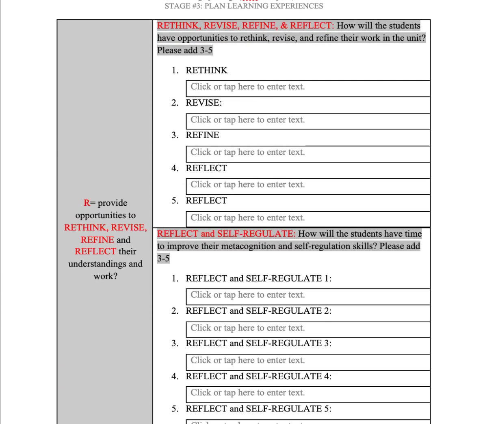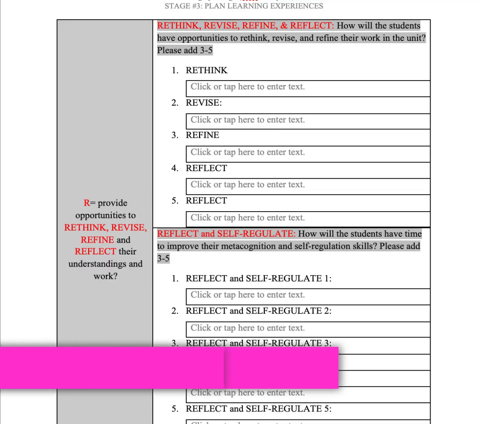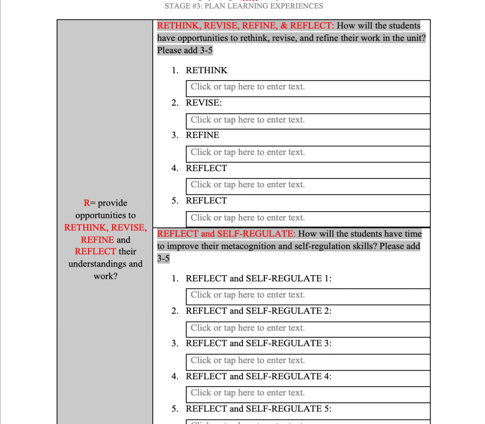In the next part of the template, we move on to the R of the WHERETO acronym. This is where we provide opportunities for students to rethink, revise, refine, and reflect on their understandings. In the top part of this template is where you will list those opportunities for students to rethink, revise, refine, and reflect on their learning. And in the bottom half of the template, you'll focus specifically on the opportunities that students will use in order to improve their metacognition and self-regulation skills.